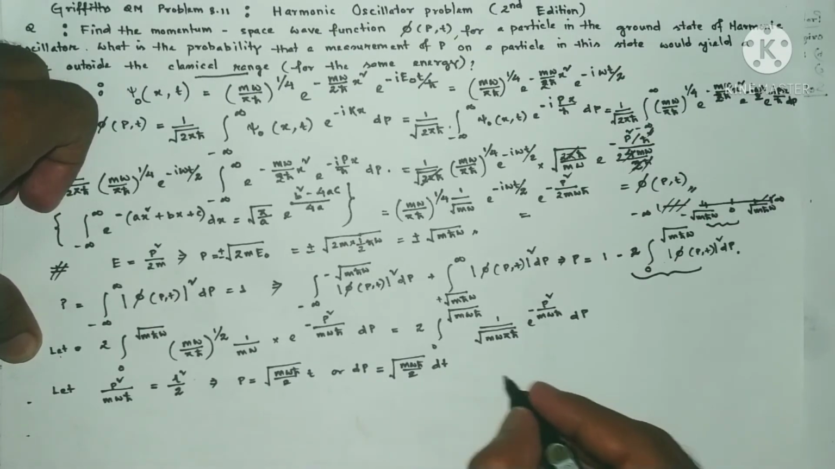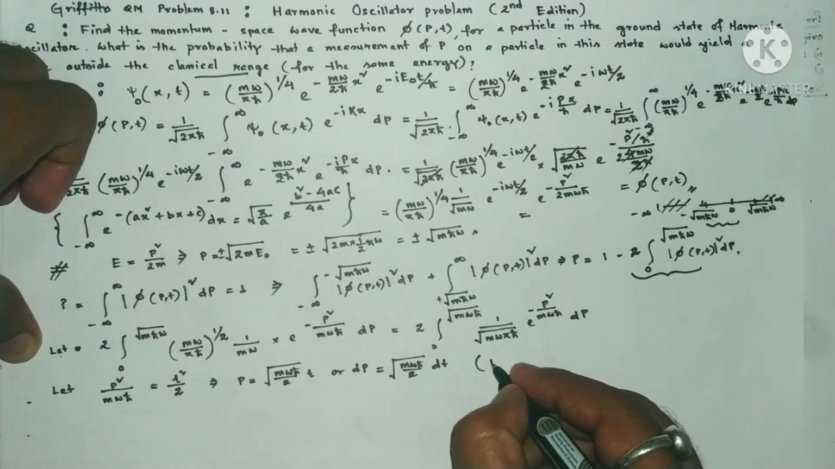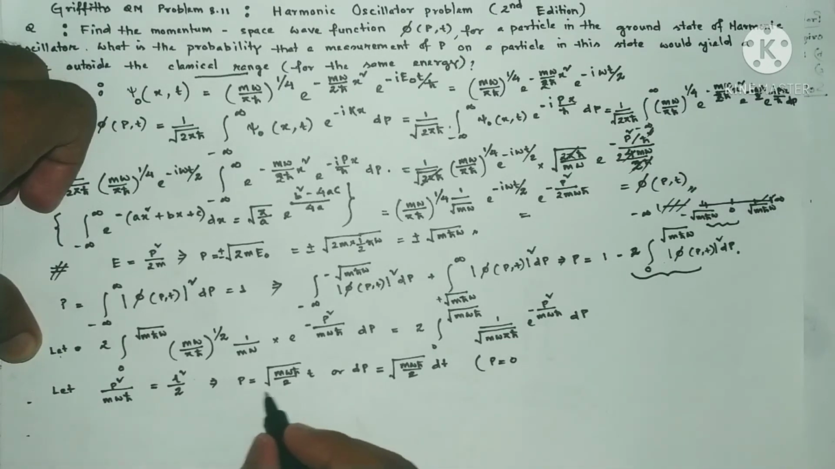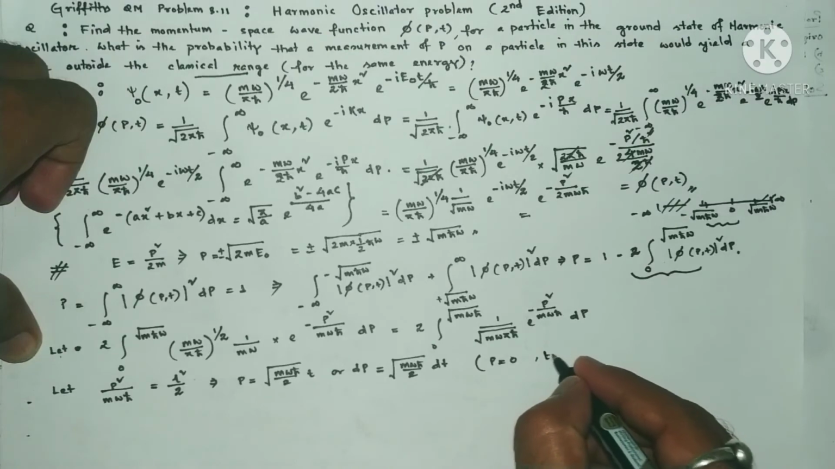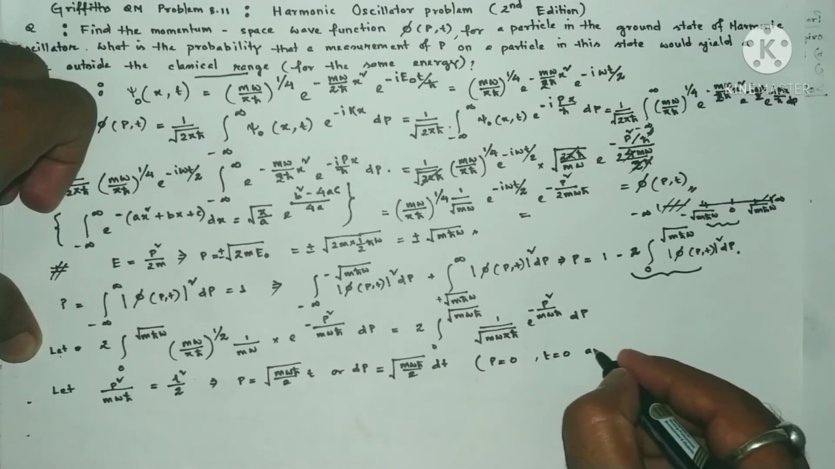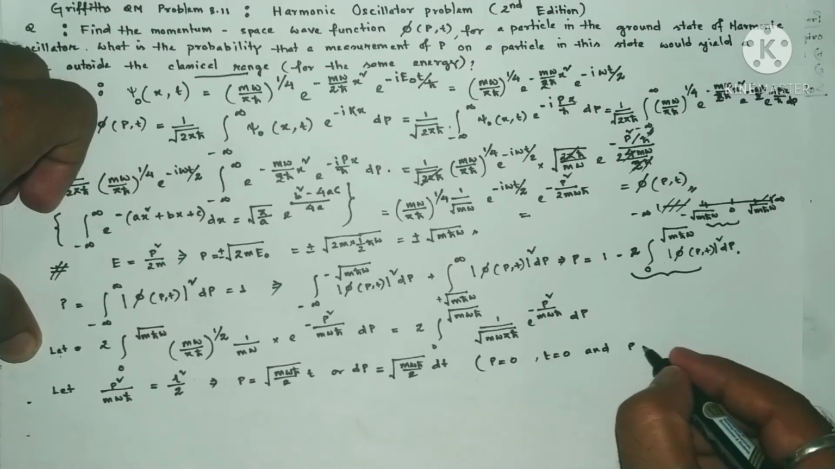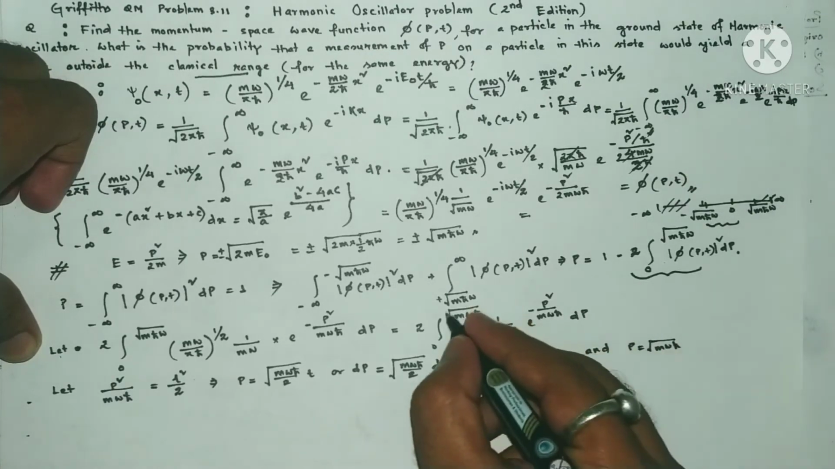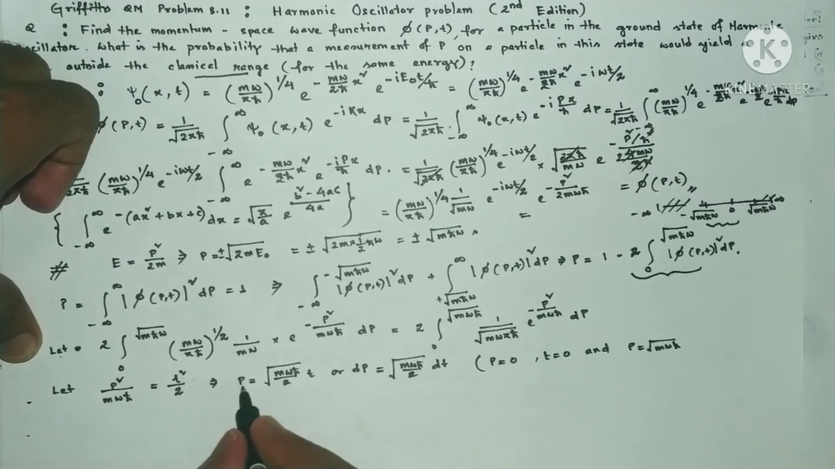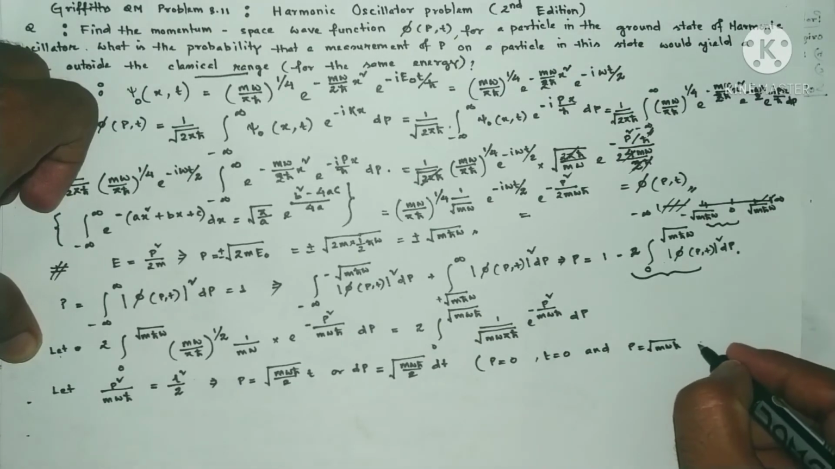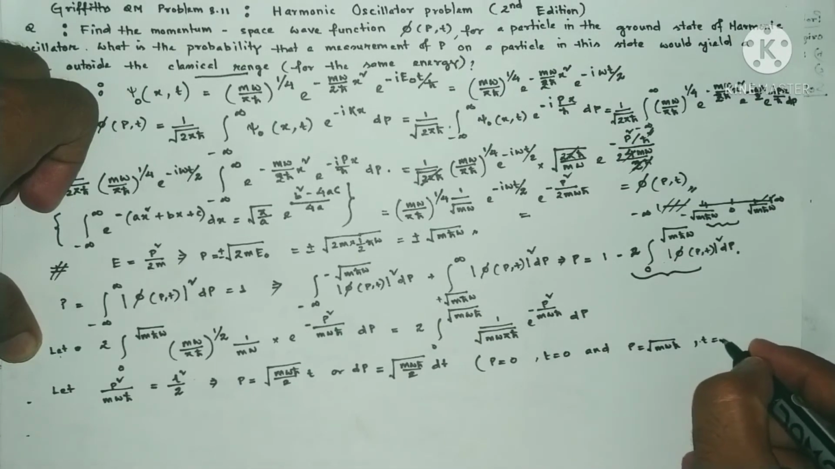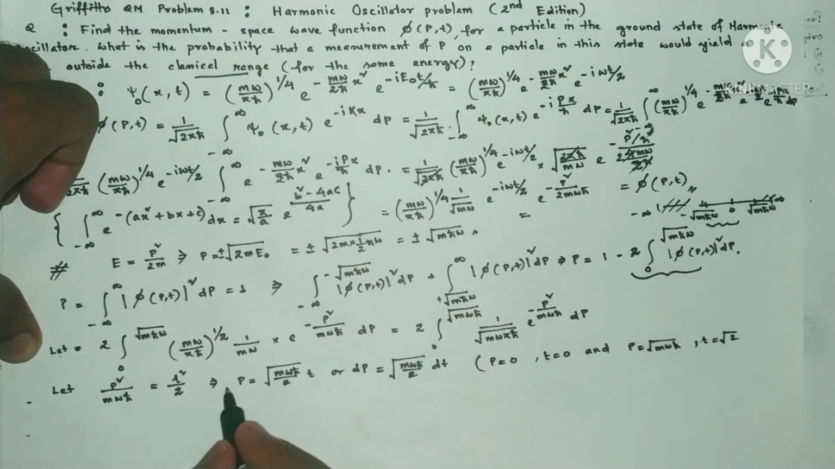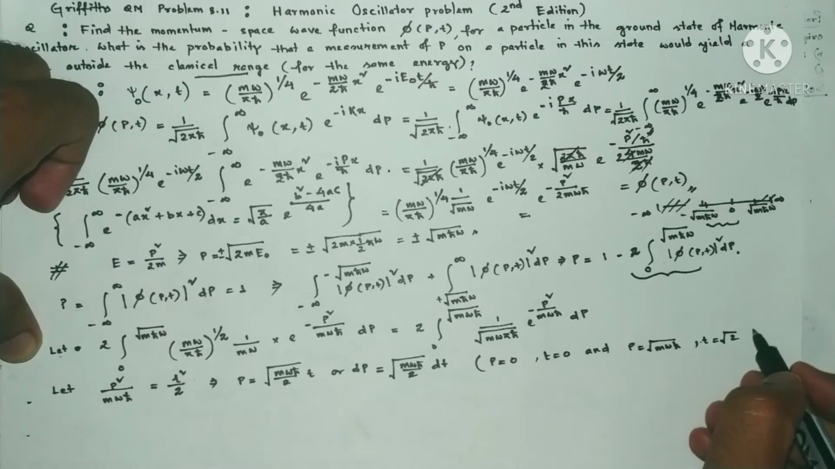So now when p equal to 0, your t is also equal to 0, and when p equal to under root m omega h cross, when p equal to this, then this t will be equal to under root 2, is it? When this p equal to under root m omega h cross, this 2 will cancel and t will be equal to root 2, fine.